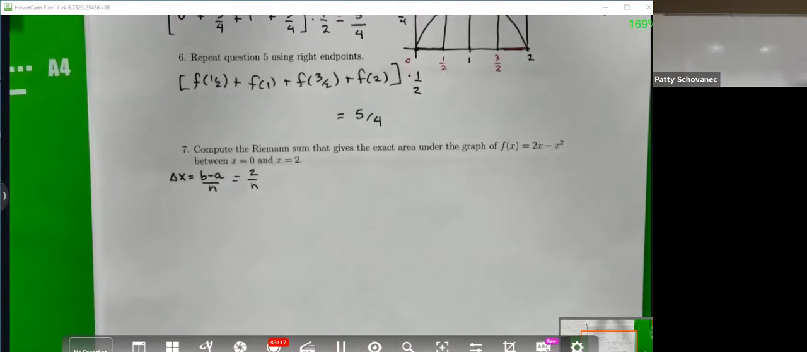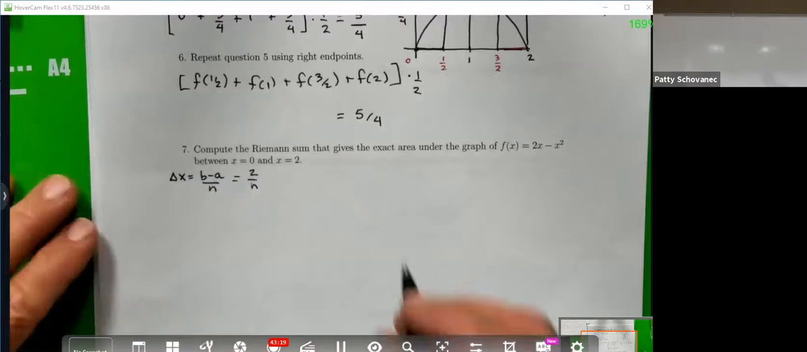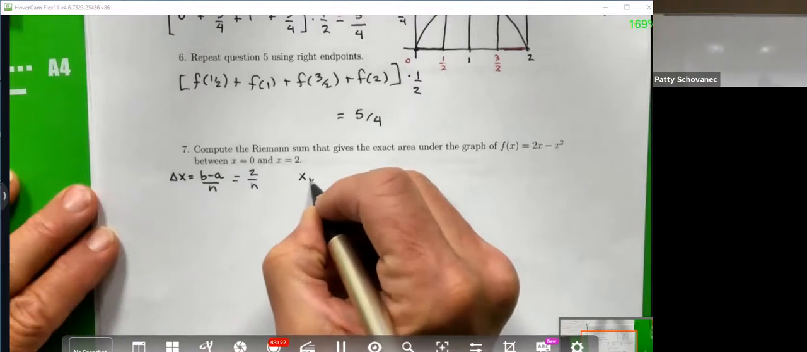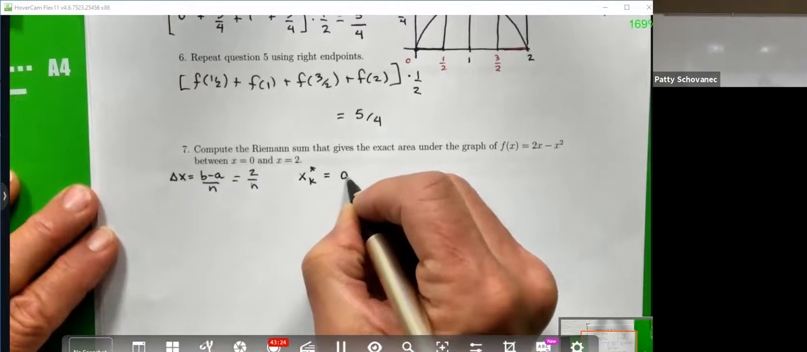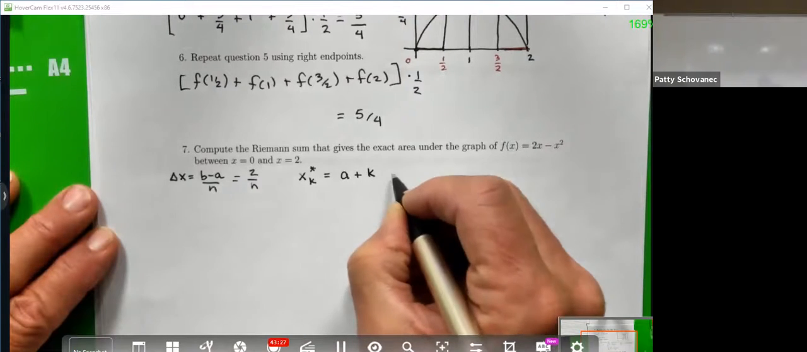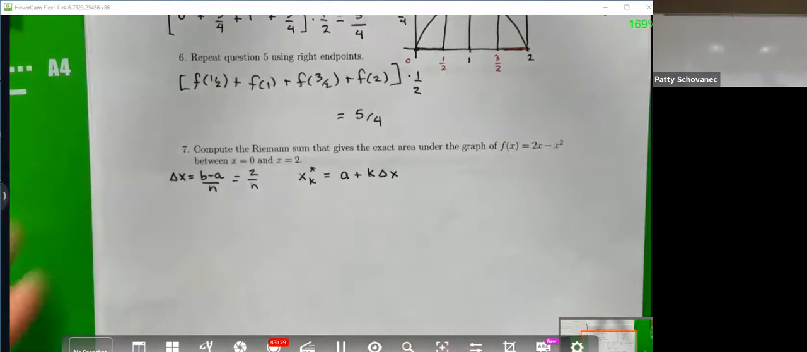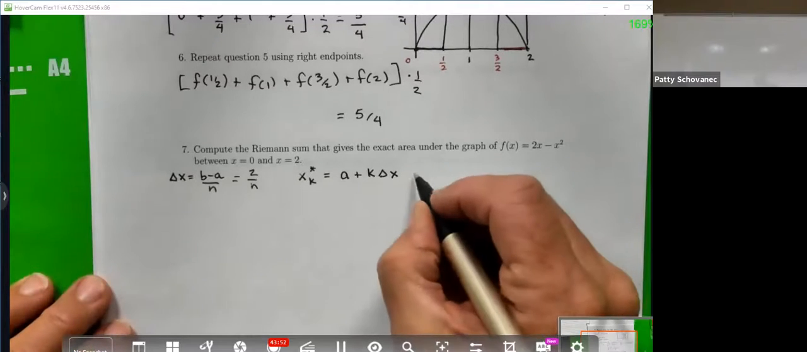If we start with the left endpoint and add k multiples of delta x, we're going to call our xk star the left endpoint plus k multiples of delta x. So now do that for this particular problem where our left endpoint is 0 and our delta x is 2 over n. And so you get 2k over n.